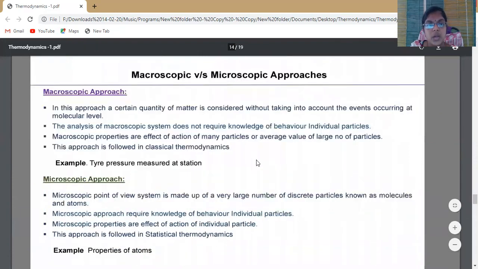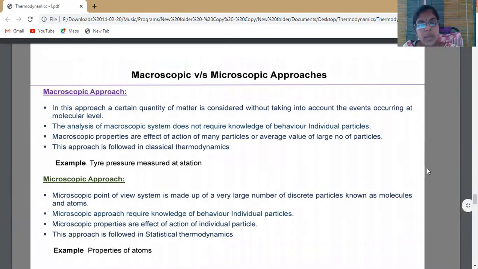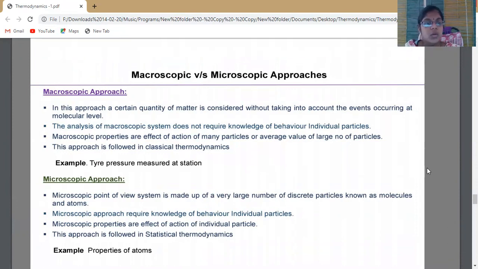Okay, very important: macroscopic versus microscopic approaches. What is the macroscopic approach and the microscopic approach? Okay, here, macroscopic approach. In this approach, a certain quantity of matter is considered without taking into account the events occurring at the molecular level. The analysis of a macroscopic system does not require knowledge of the behavior of individual particles. Macroscopic properties are the effect of the action of many particles, or the average value of a large number of particles. This approach is followed in classical thermodynamics.